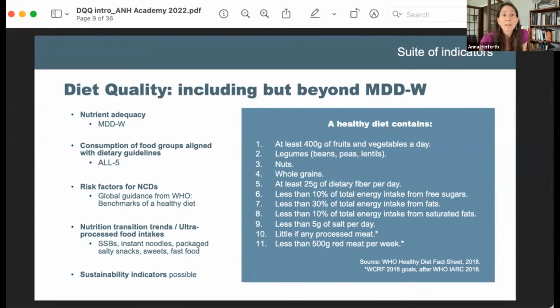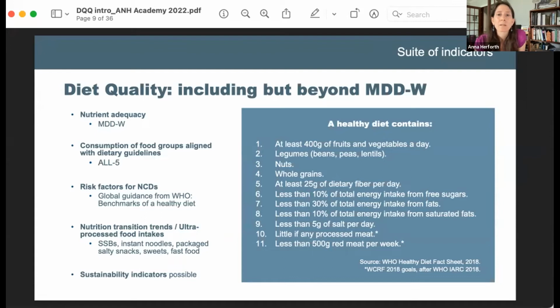So we broaden the questionnaire and the view of what diet quality includes to what is really well aligned with the general understanding of diet quality, which includes adequacy, but also includes protection of health against non-communicable disease.